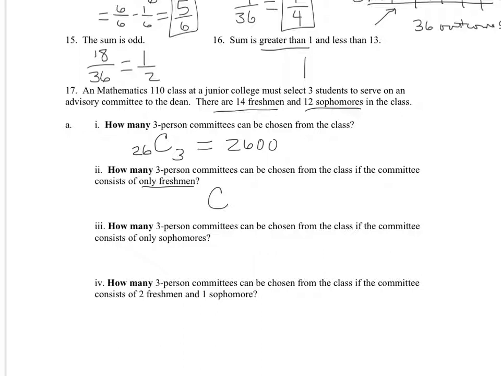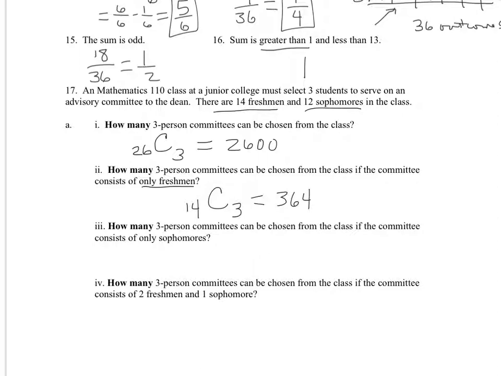But what am I choosing from now? Only freshmen. And how many are freshmen? 14. And how many am I going to put on the committee? 3. So if I'm choosing a combination of 14 things taken 3 at a time, 14 people, I'm going to choose 3 of them. I now only have 364 different committees that could be formed. So it drops considerably since we're only choosing from 14, which is a smaller number than 26.